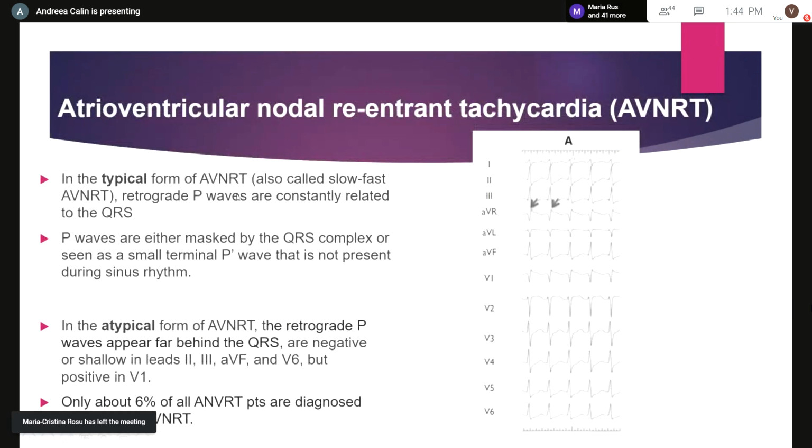So the retrograde P waves are constantly related to QRS and are either masked by the QRS or they can be seen as a small terminal wave that is not present during sinus rhythm just after the QRS complex. In the atypical form, the retrograde P wave appears far behind the QRS, and there are negative waves in the inferior leads. But only about 6% of all patients are diagnosed with atypical form. So in most cases, there is a typical form of this tachycardia.